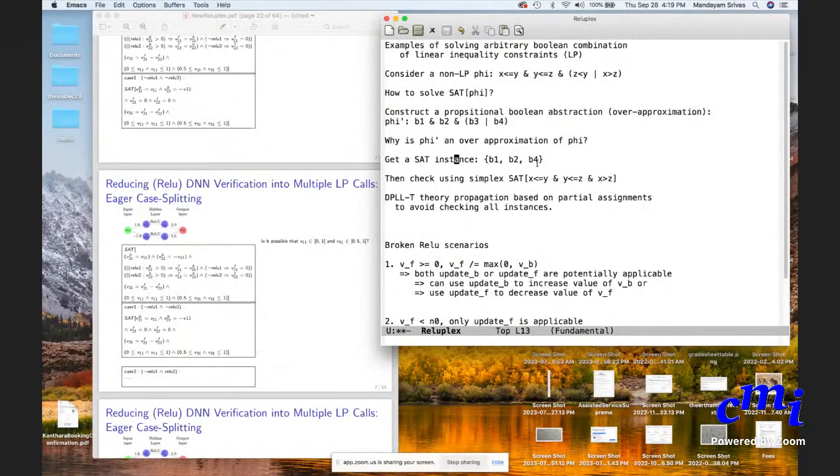Okay. Now, then it's a satisfying instance of phi prime. But just because it satisfies phi prime, there's no guarantee that it satisfies the original, because phi prime has thrown away some constraints about these inequalities. B1, B2, B4 is obviously not satisfiable, because B1 and B2 in the theory of inequalities implies negation of B4. What you can then do is, for every sat instance of this Boolean abstraction formula phi prime, you can then check if indeed it is a satisfying instance.